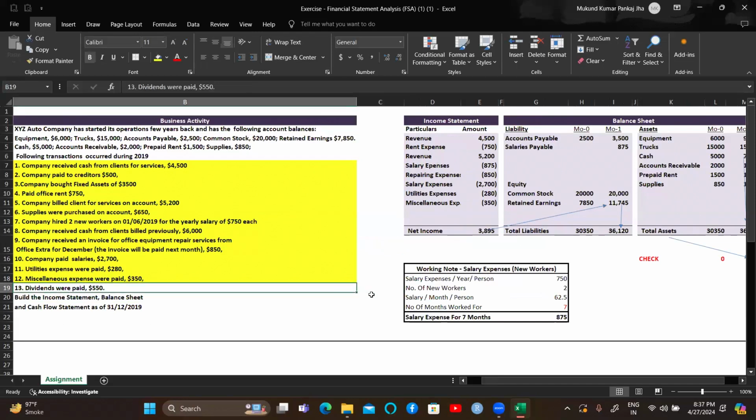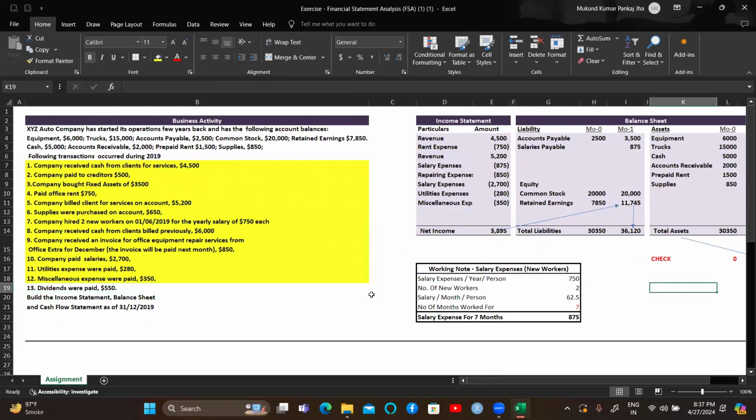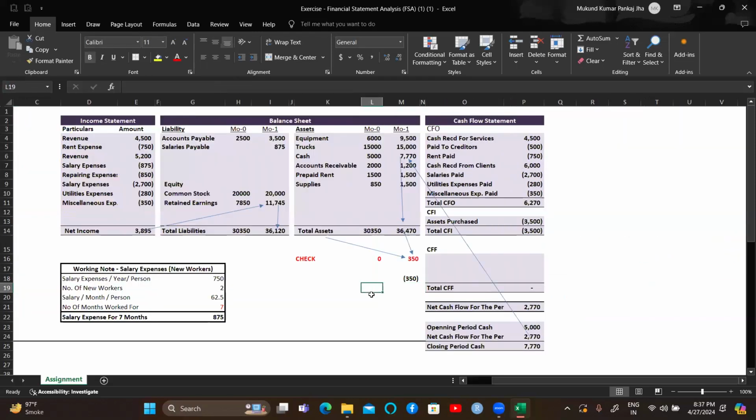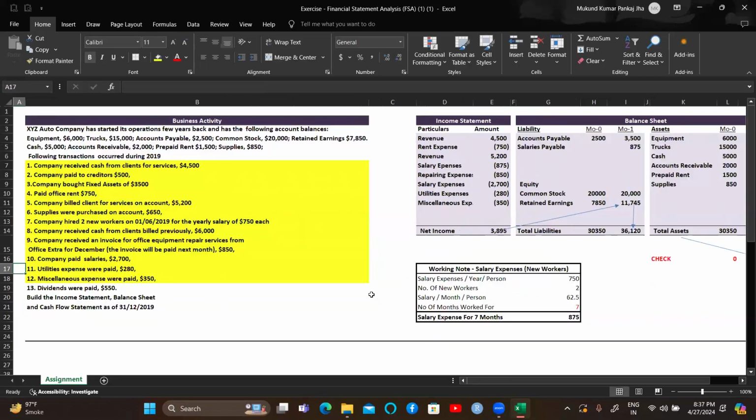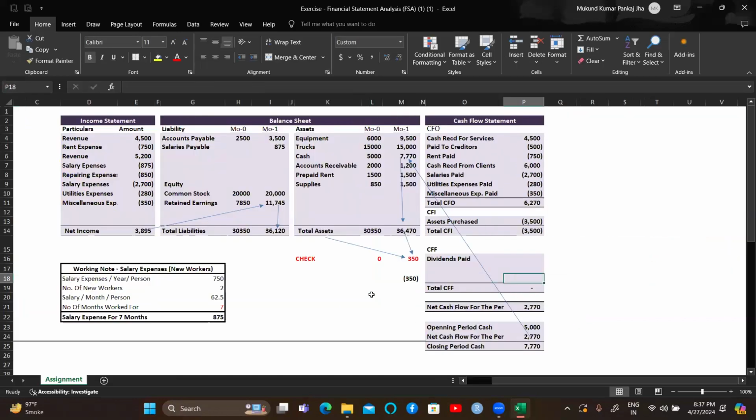Dividends paid. Where will dividends paid go to? What would be the two transactions for dividends paid? Let me give you the first one. Dividends paid worth rupees 550.